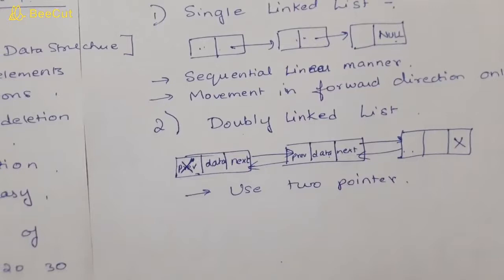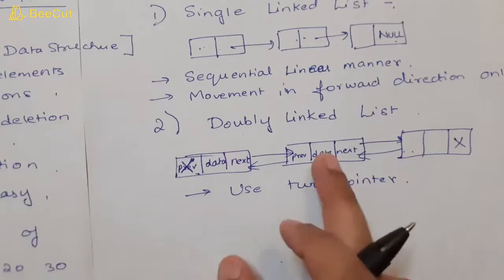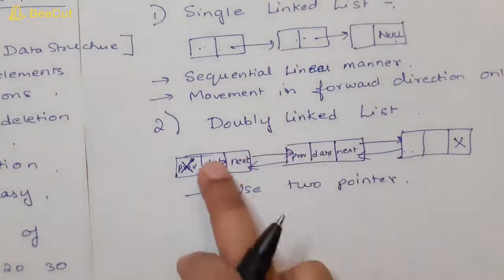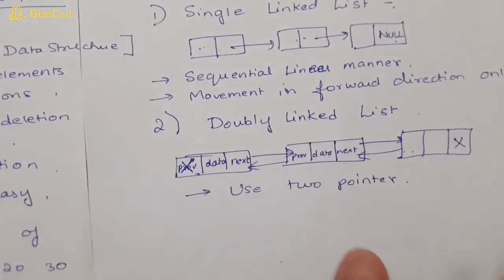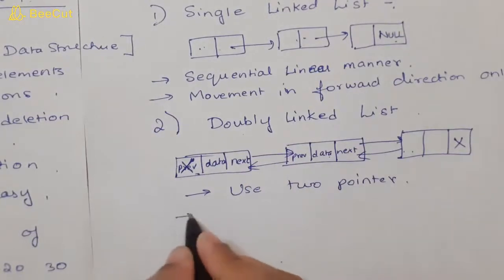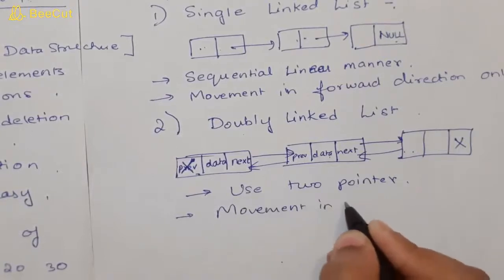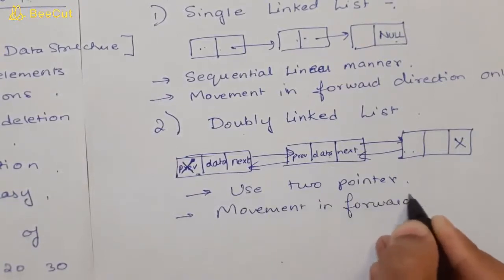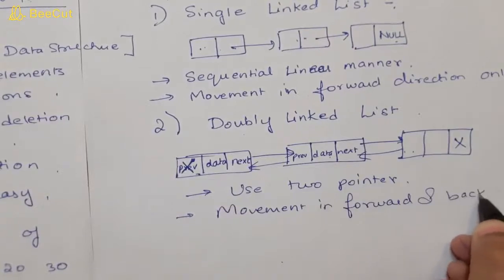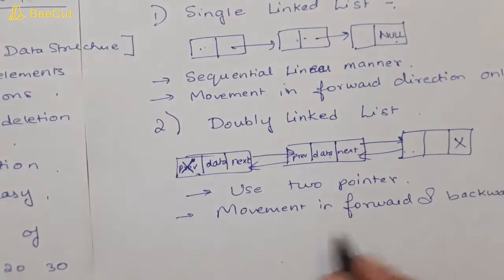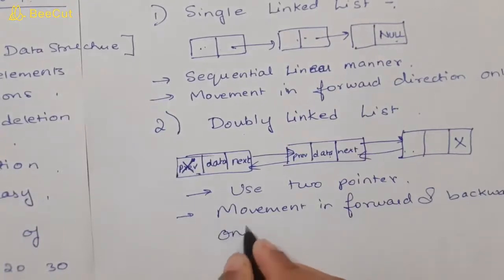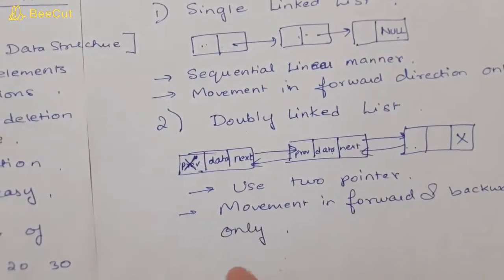Then the second thing is that in a doubly linked list, from the current node, suppose this is the current node, you can access the previous node as well as the next node. So 2 nodes you can access. So here the movement can be done in forward as well as backward direction, both directions. From a particular node, from our current node, you can access the previous node as well as the next node. So we can access 2 nodes.